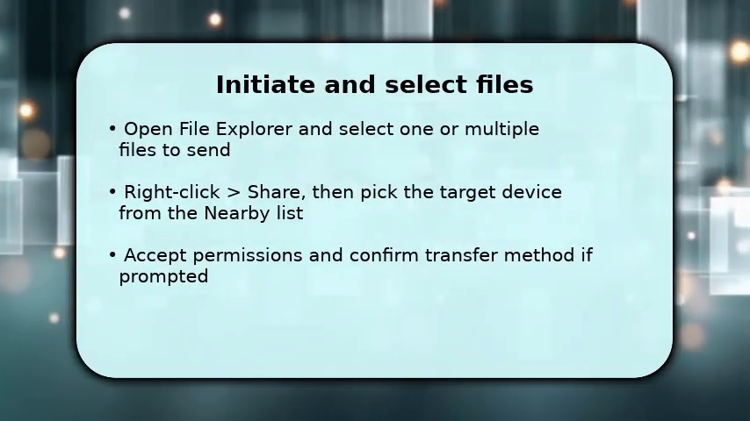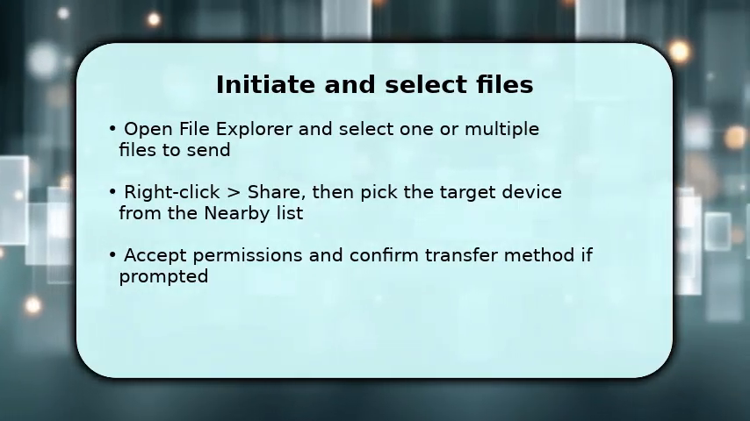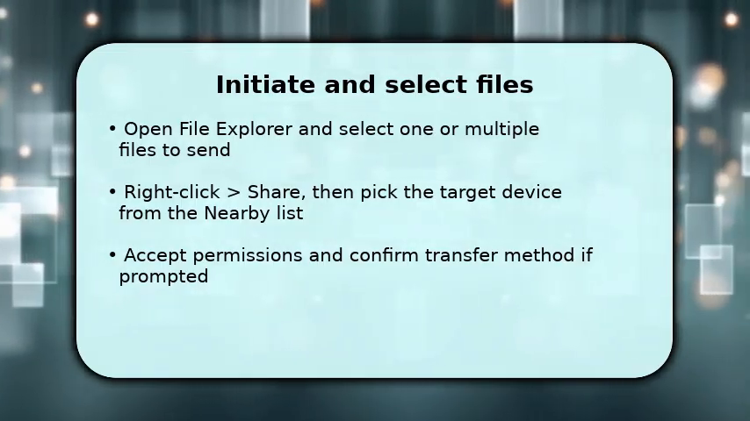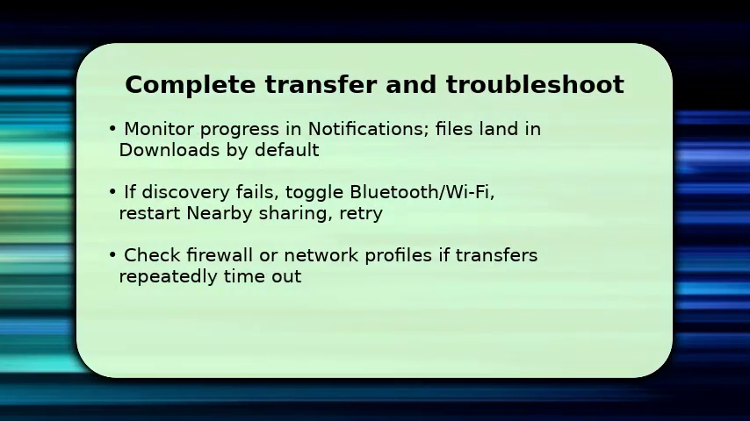Once they do, Windows selects the most efficient method, Bluetooth for small items, Wi-Fi Direct for larger files, so transfers are fast while preserving security and battery life. You finish by watching the transfer and notifications. When complete, files go to the Downloads folder unless you chose otherwise.